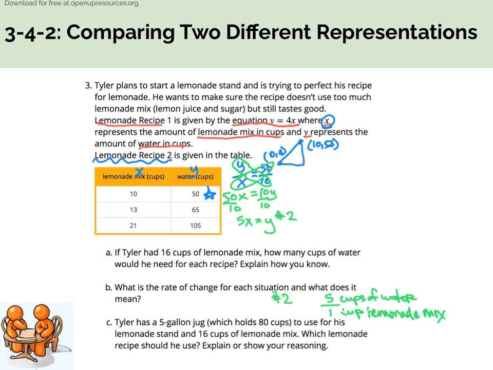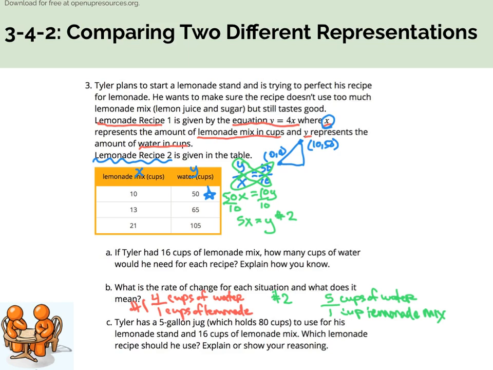Let's look at number 1. They already had the equation y equals 4x, so the rate of change is 4. And let's go ahead and label it. So this is cups of water is the 4, and then 1 is the cups of lemonade. Okay, and so that tells us what's going on with the cups of water versus cups of lemonade for both recipes. So the red is recipe number 1, green is number 2.